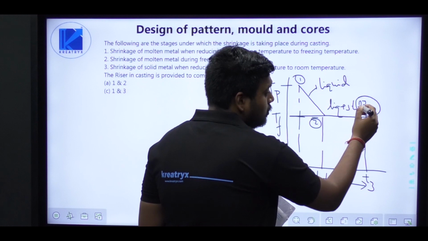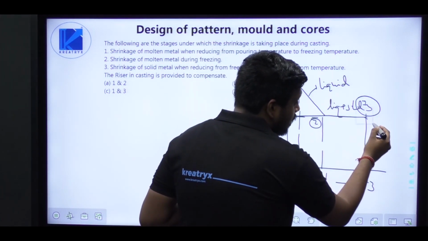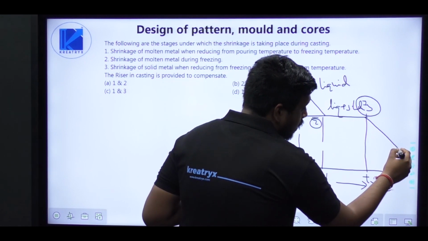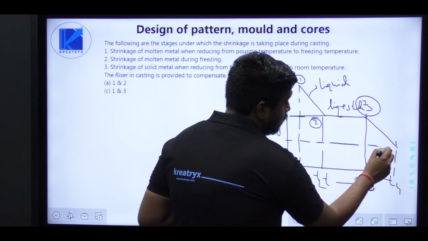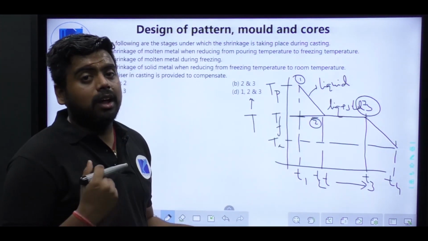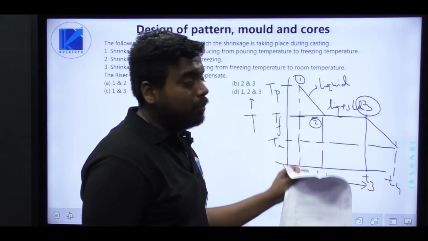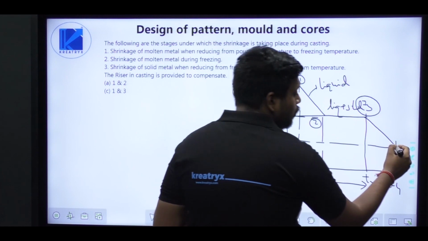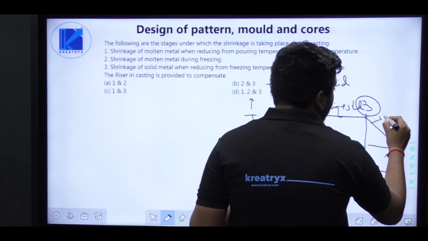And from time 3 and temperature Tf, what will happen? It will start cooling further, and it will cool down up to the temperature TA. And what is TA? TA is basically the ambient temperature or the room temperature. It will cool up to that point. And from state 3 to 4, basically, it will remain in solid stage.